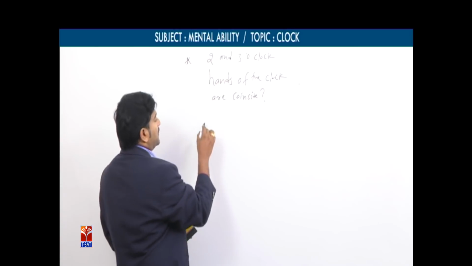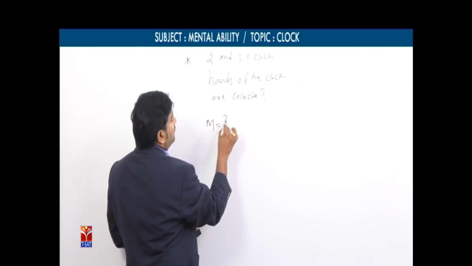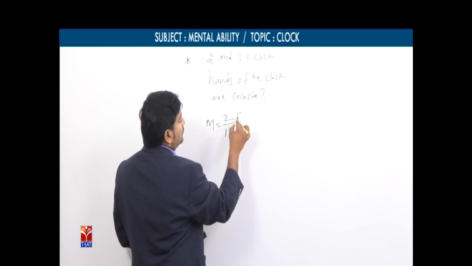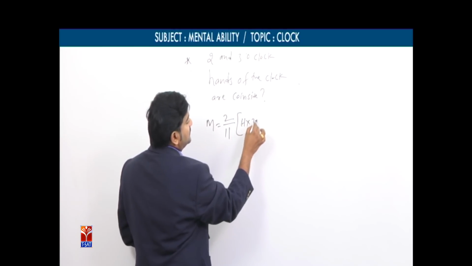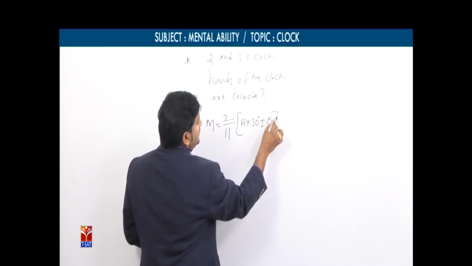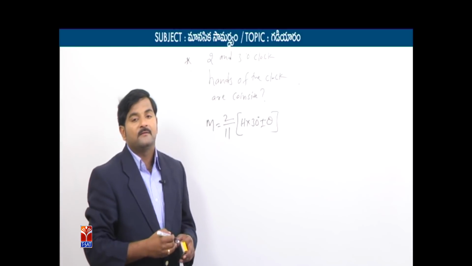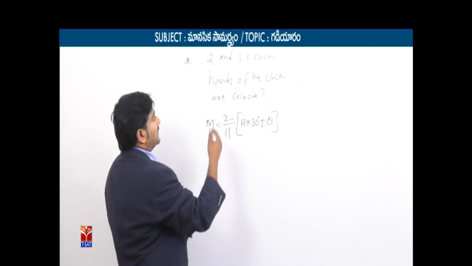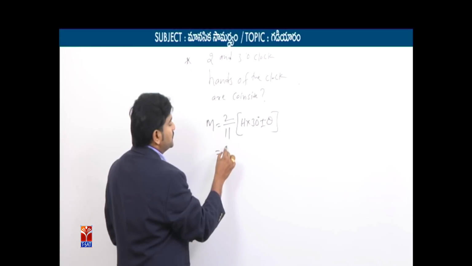So for this we have the formula we already wrote. What is that formula? m is equal to 2 by 11 into h into 30 degrees plus or minus theta. By using this formula, we can find out the minutes. So now we will substitute in this formula.